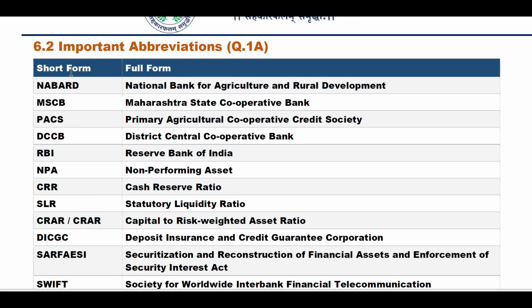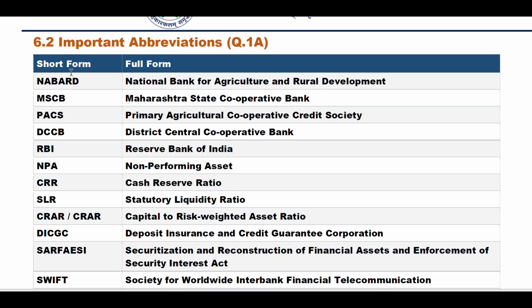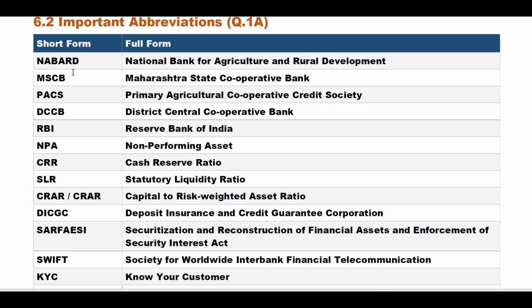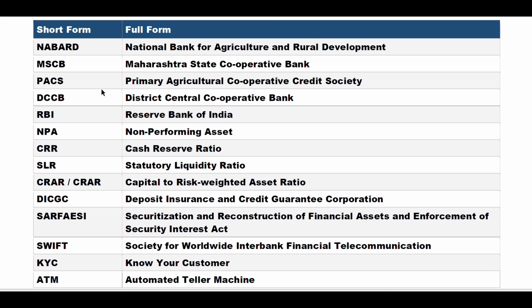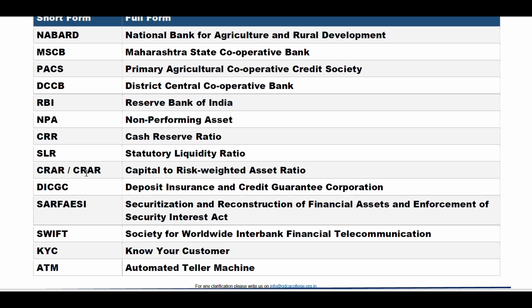Next, important abbreviations for question number 1A. These are short forms and their full forms. Number 1, NABARD, National Bank for Agriculture and Rural Development. Then 2, MSCB, Maharashtra State Cooperative Bank. PACS, Primary Agricultural Cooperative Credit Society. DCCB, District Central Cooperative Bank. RBI, Reserve Bank of India. NPA, Non-Performing Assets. CRR, Cash Reserve Ratio. SLR, Statutory Liquidity Ratio. CRAR, Capital to Risk Weighted Asset Ratio.